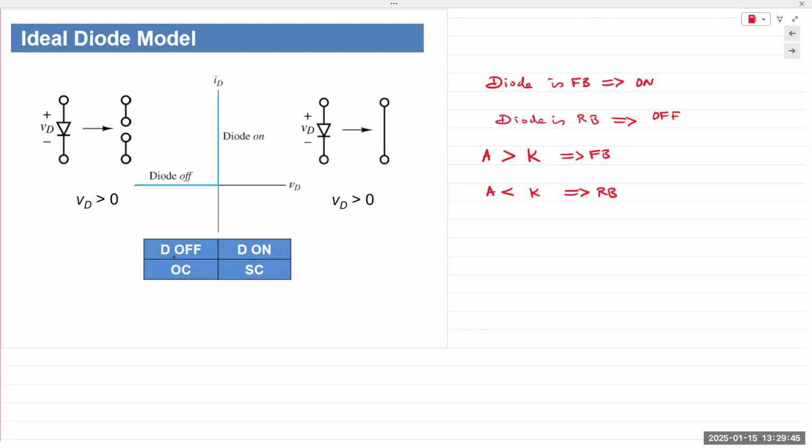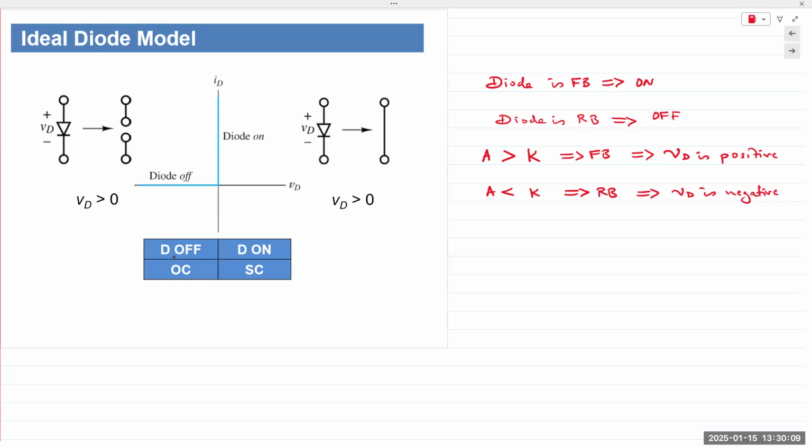So if your assumption is that the diode is on, then it follows that the diode voltage VD is positive. If the diode is off, VD is negative.